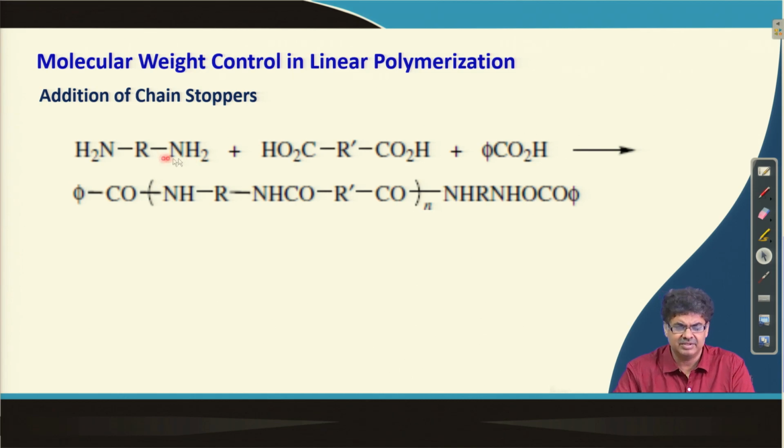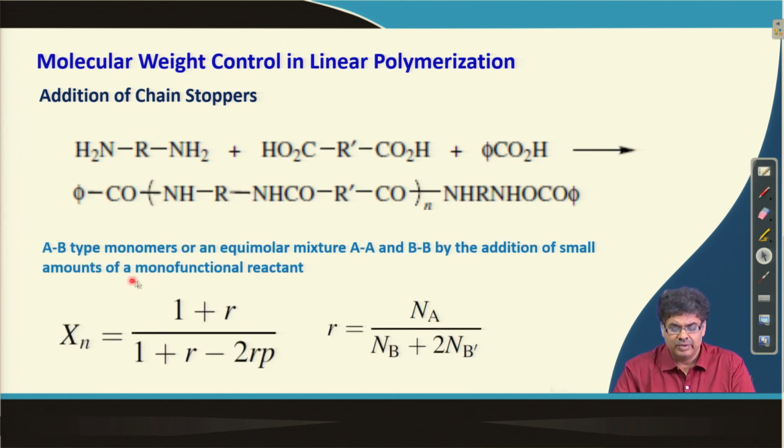For example, in the reaction between a diamine and a diacid, if we add a monofunctional acid, then we get polymer chains ended with these monofunctional groups, and we can use the same formula, redefining the value of R a little bit like this: Na divided by Nb plus 2Nb', where Nb' is the number of molecules of the monofunctional reactant which are added.